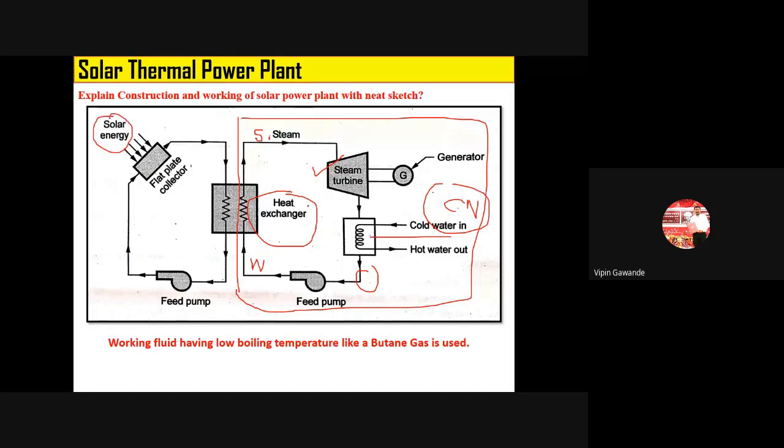Now for absorbing the solar energy, we are using here a flat plate collector. So this flat plate collector consists of the black surface. Solar energy is incident on this black surface, and energy is stored inside this flat plate collector. Okay, so this energy is collected. Now what happened? We have trapped the solar energy inside the flat plate collector. There is a lot of heat energy trapped here.